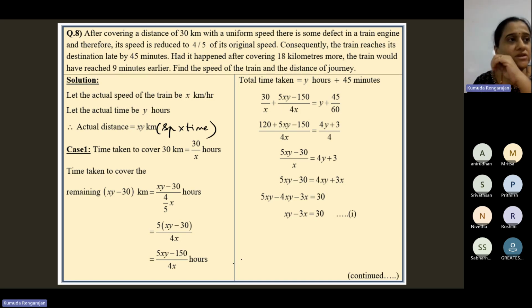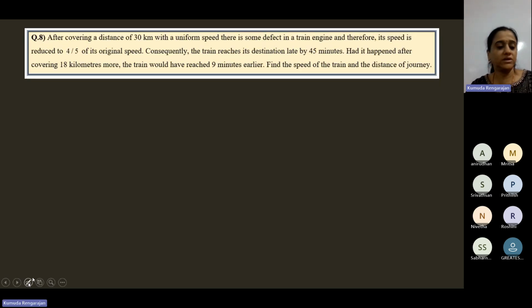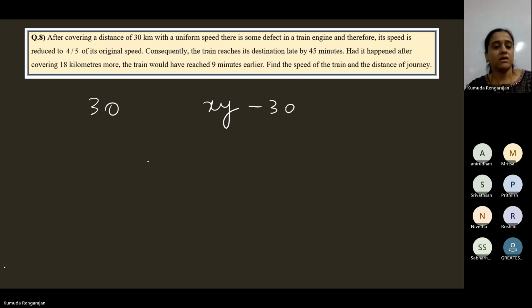So what is the speed for the first 30 kilometers? x. What is the speed for the remaining journey after 30 kilometers? 4/5 into x, 4/5 of the original speed. How do you break down the distance? First 30 kilometers and the remaining is total distance xy minus 30. Correct? This is the distance: 30 kilometers and xy minus 30 kilometers.